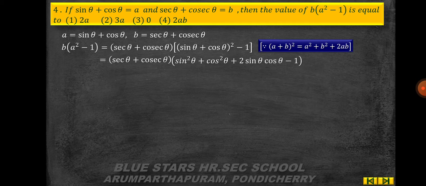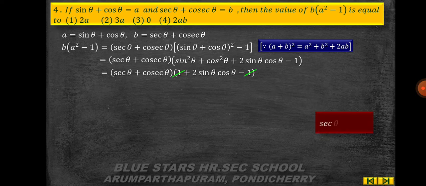So sin square theta plus cos square theta plus 2 sin theta cos theta minus 1, which is equal to secant theta plus cosecant theta. We know the trigonometric identity, sin square theta plus cos square theta value is 1. So 1 plus 2 sin theta into cos theta minus 1. So plus 1 minus 1 gets cancelled.